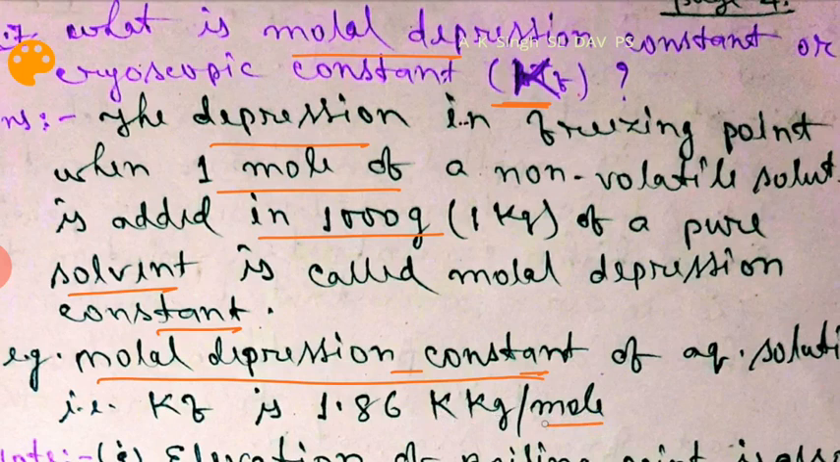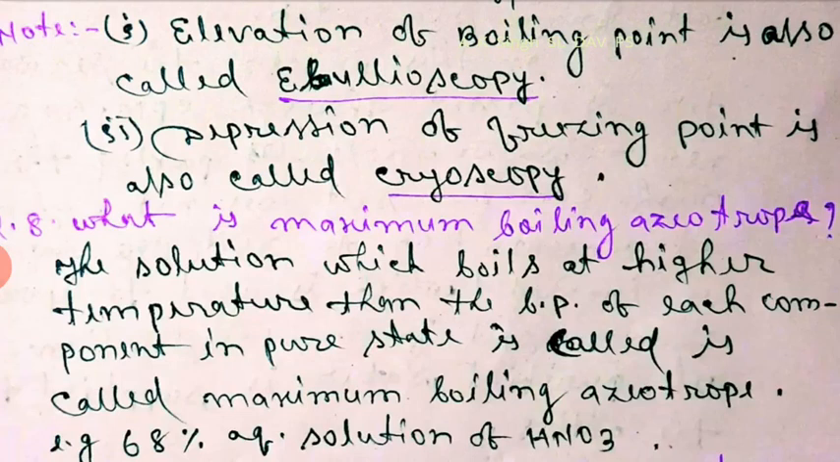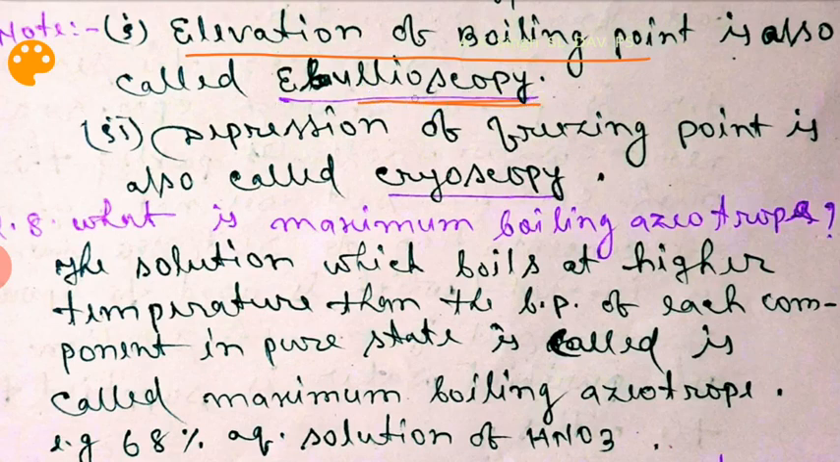K kg mol^-1. Now note, means you have to keep in mind, elevation of boiling point is also known as ebullioscopy, and depression of freezing point is also known as cryoscopy.